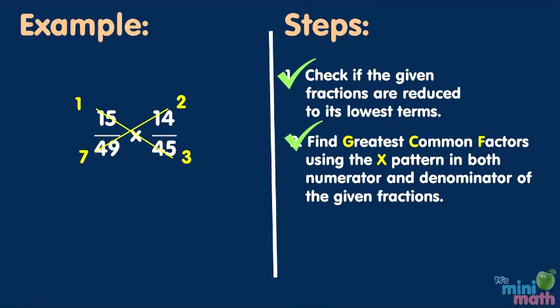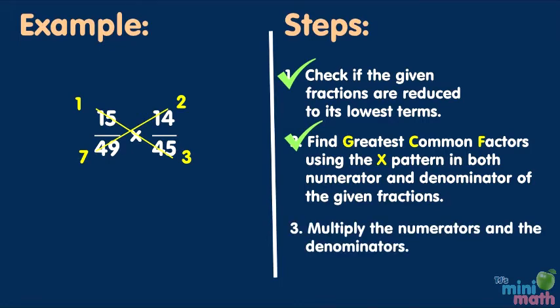Okay, we are done with step 2. Now let's proceed to step 3. We are going to multiply the new numerators, that is 1 times 2, and the new denominators, that is 7 times 3. So we have 1 times 2 is equal to 2, and 7 times 3 is equal to 21. That is our answer.